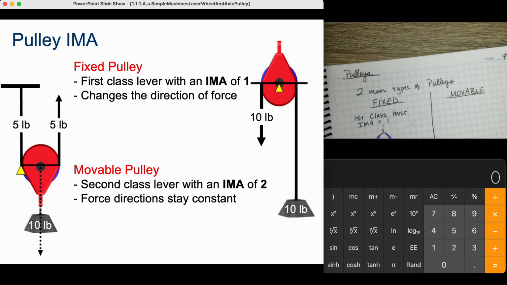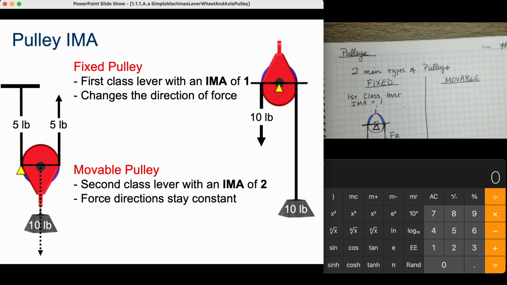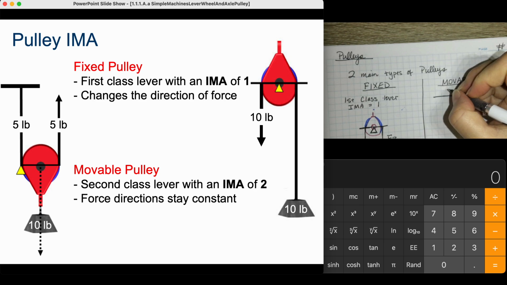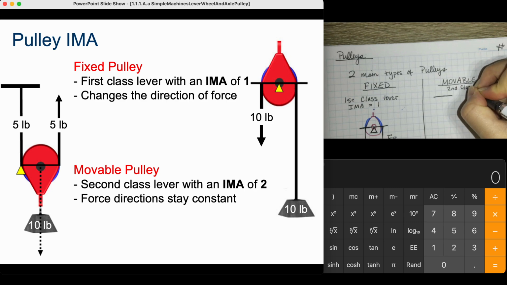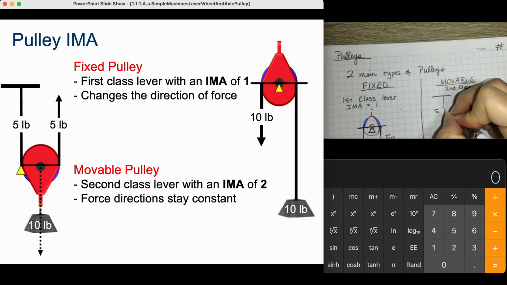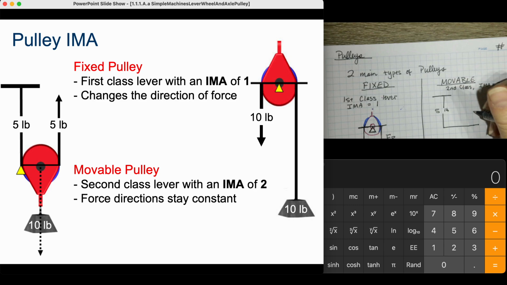Okay, so then let's go ahead and sketch this one. I'm gonna have my roof, I guess I should say, second class, IMA equals 2, and then this is 5 pounds, and the width of my pulley. I'm gonna make it kind of a big fat one just so that I can write all of these little things.